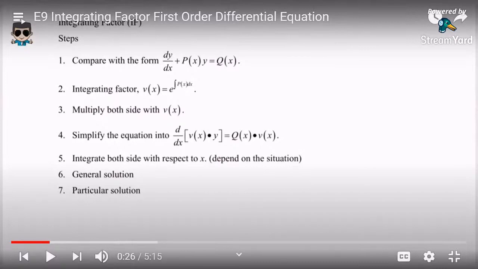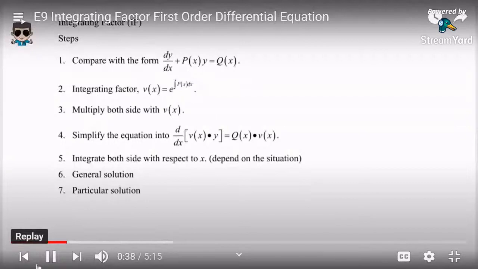Yang pertama, anda perlu susun semula ikut format ini, standard form ini, iaitu dy dx plus function px y equals to function qx. So ini anda perlu susun macam ni. Kemudian tentukan siapa atau apakah px dan apakah qx.